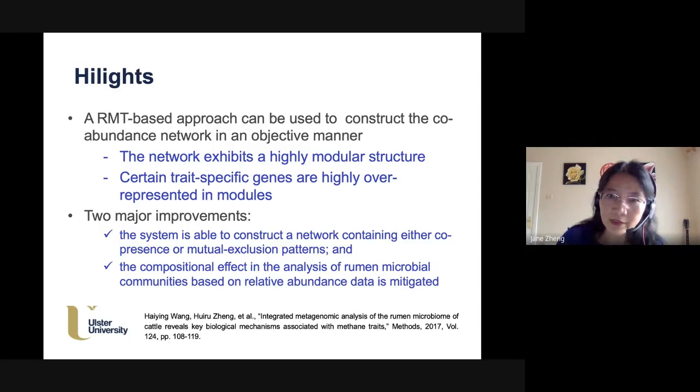So the highlight of this case study, I would like to say, is that when we construct the network, you really need to think of the details. That's the first step: what about the quality of the network you construct? Does it exhibit a highly modular structure? Also, does the network you construct contain the core co-presence or mutual exclusion patterns? And have you looked at the compositional effects? Will you be able to mitigate that? So that's back to point one: the machine learning or computational method you analyze.